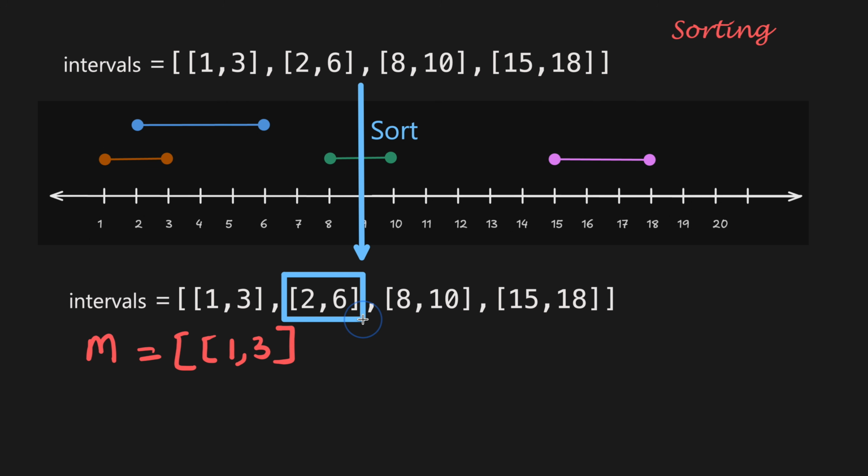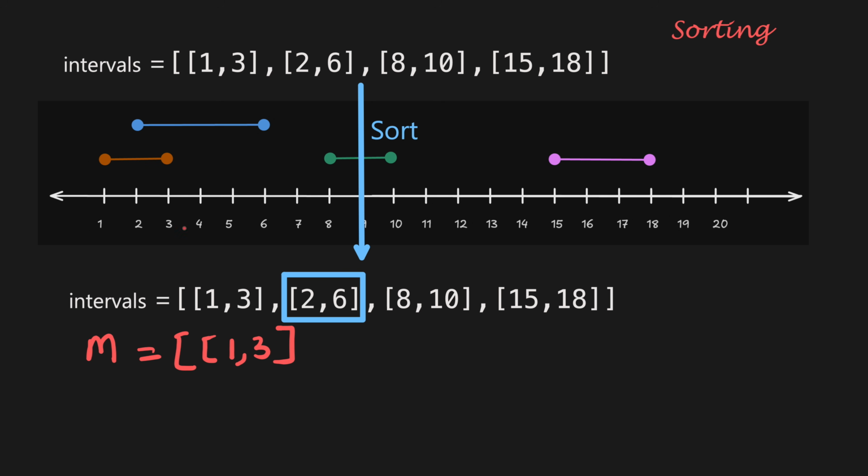We need to check if it overlaps with the last interval in our merge list, which is currently from 1 to 3. And the answer is yes here, because the start of the interval 2 is less than or equal to the end of the last merge interval 3.